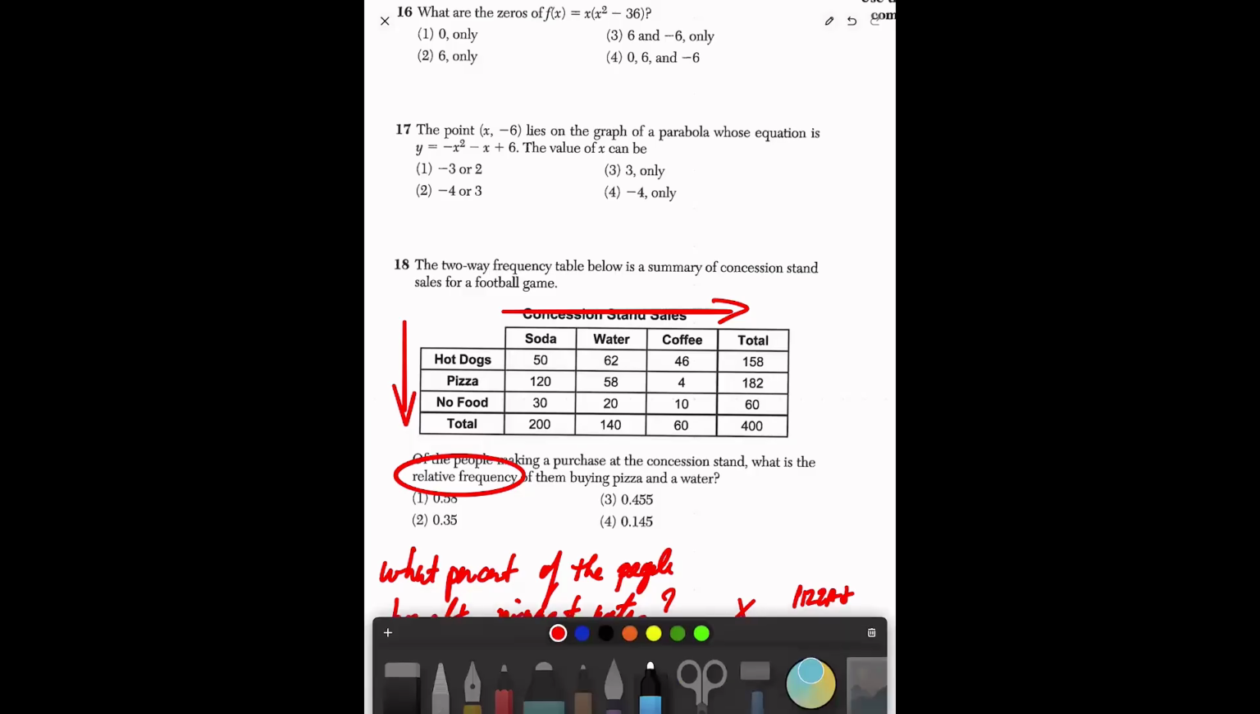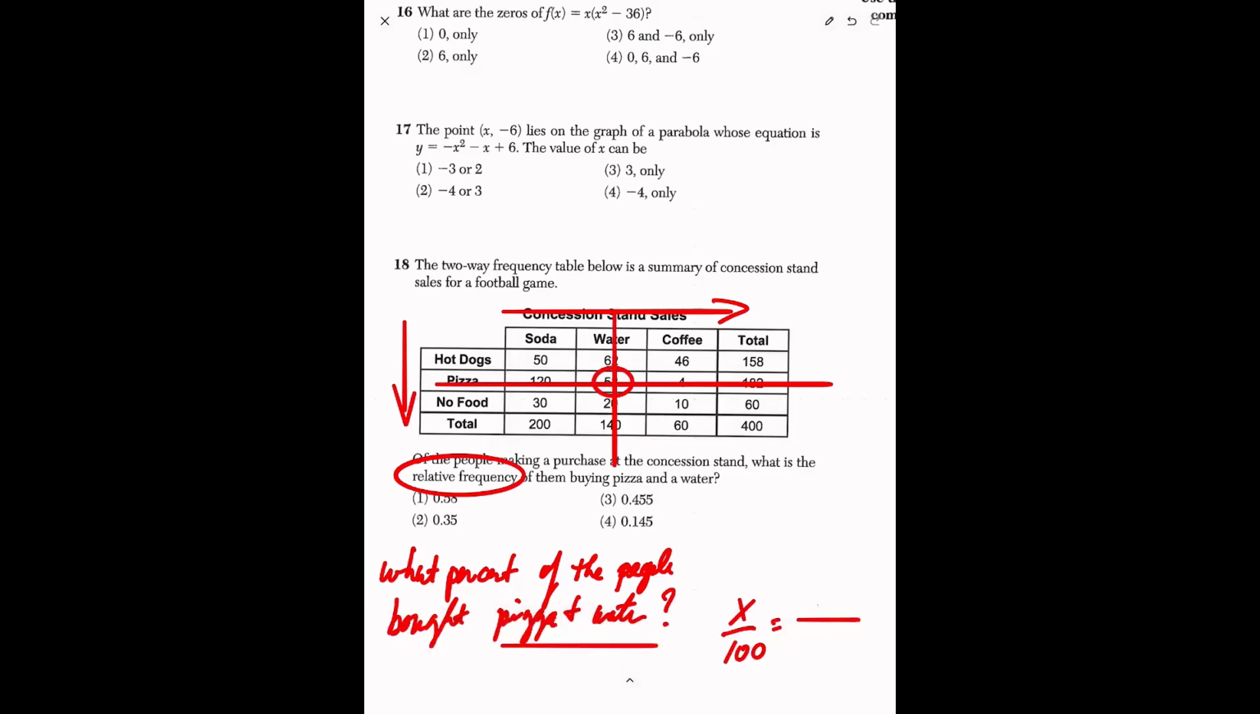So now, remember, one of the things that I always look at, it's a two-way table. So there's got to be a vertical and a horizontal, and what you want is where they intersect. So it says pizza, so you're going to go to pizza, and then you're going to go to water, and where they intersect, that's what you want. Those are the people, that's the number of people who bought pizza and water. So that's going to go here. And then we just need to know of the people, how many total people bought stuff? Well, there's 400. So that goes down here.